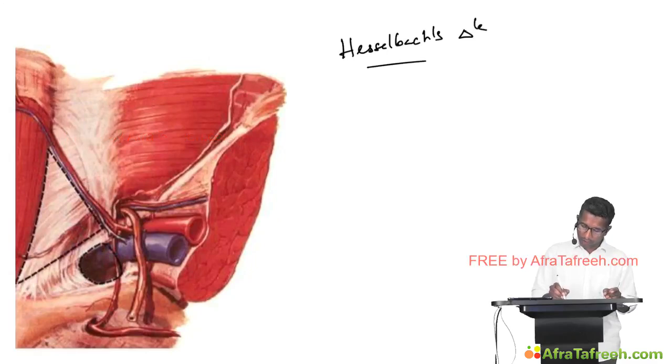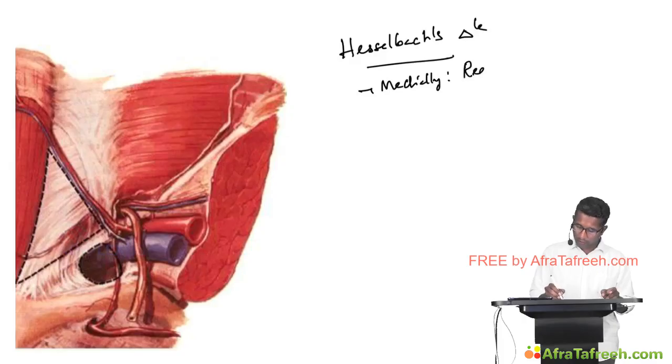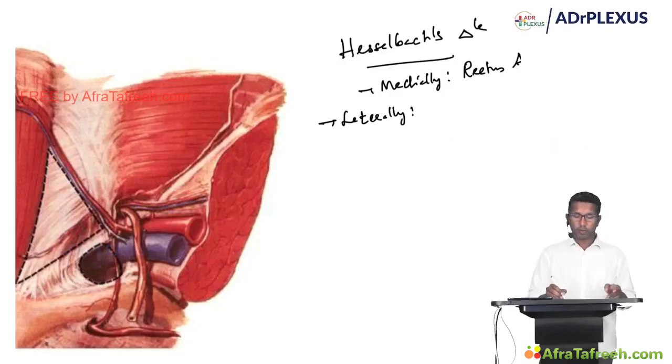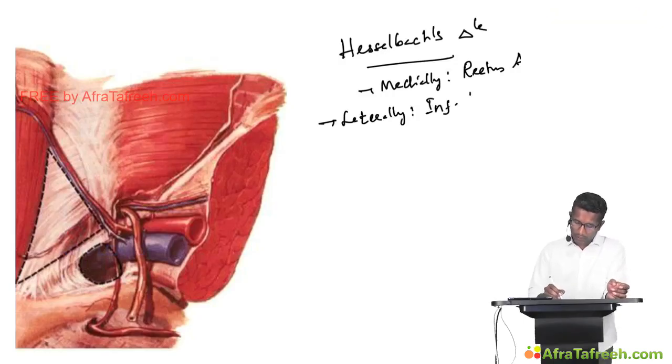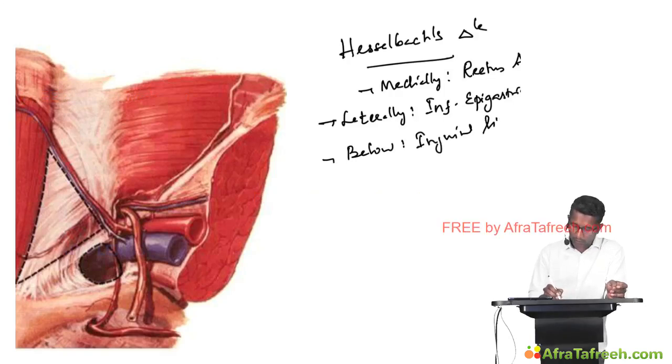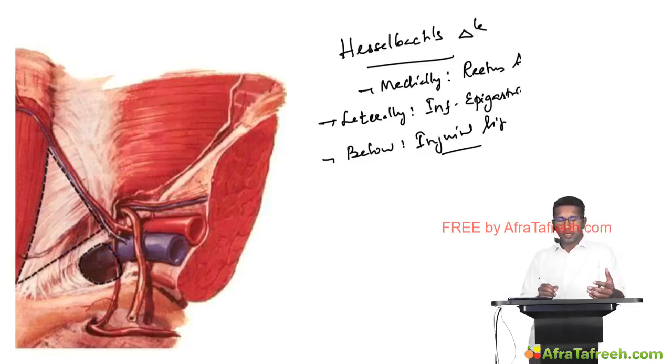Hesselbach's triangle is a triangle which is formed medially by the rectus abdominis muscle, laterally by the inferior epigastric vessels, and below by the inguinal ligament. So this area is an area of weakness in the abdominal wall in the inguinal canal.